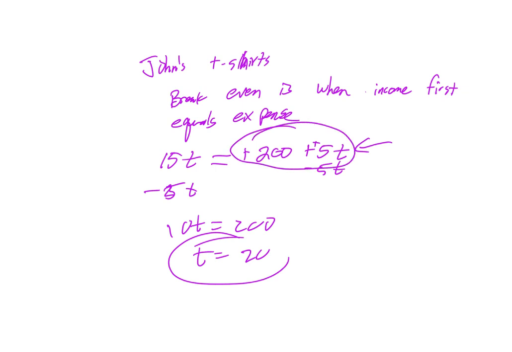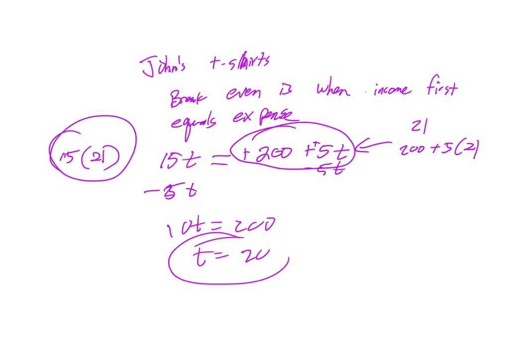All right, so at 21 t-shirts, this would be 200 plus 5 times 21, and this would be 15 times 21. At this point, this number here is going to exceed this number over here, meaning I'm actually making profit. Prior to that, prior to the 20 t-shirts, this side over here is going to be more because my costs are more than my income. So that's the John's t-shirt problem.